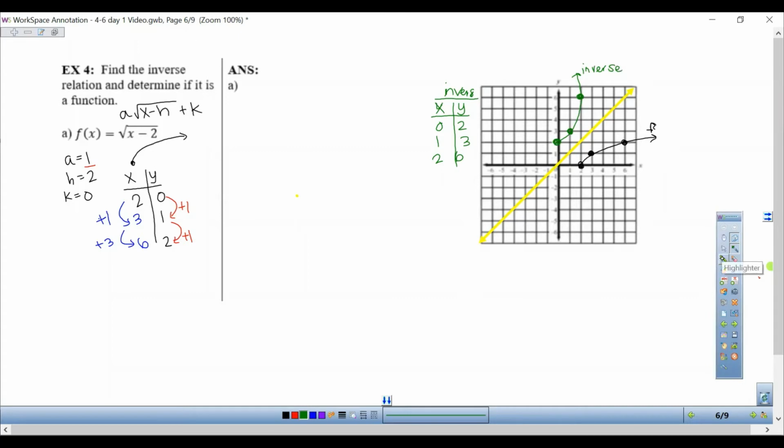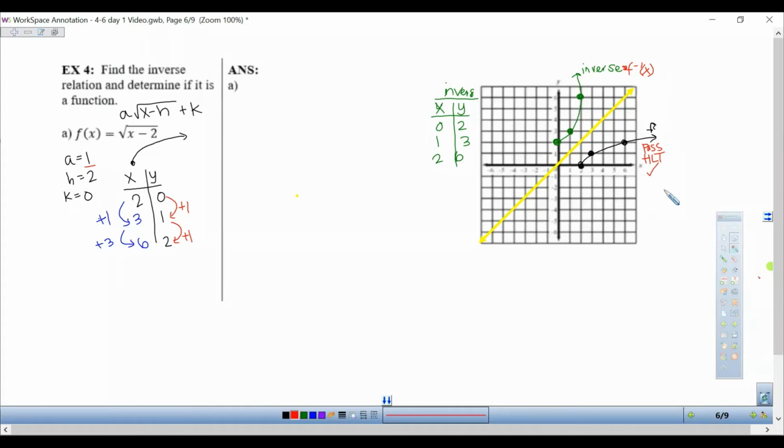So we think back to the horizontal line test. If I were to draw horizontal lines through f, I could see that they would only touch f once. So this passes that horizontal line test. I know this is your margin, so I'm trying to write small. So it passes the horizontal line test. So that means that I can write this as f to the negative 1 of x. Okay, so the inverse is a function.